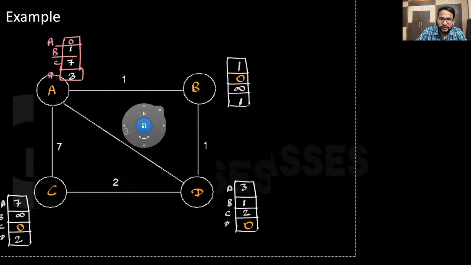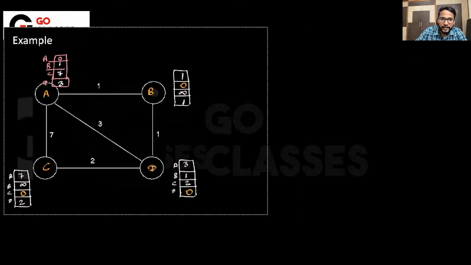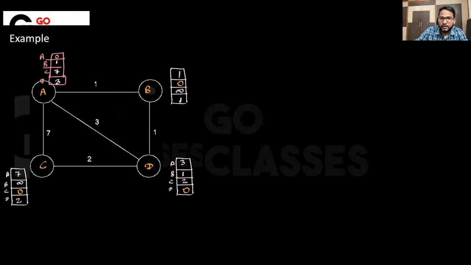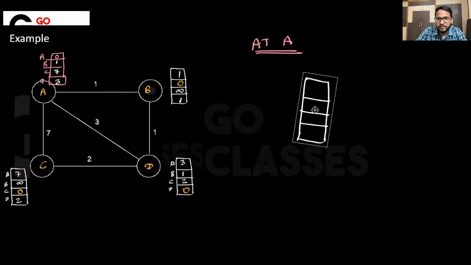So these are the initial vectors that you have. Now at A you will be receiving 3 vectors: vectors from B, from C, and from D. You will be receiving 3 vectors.